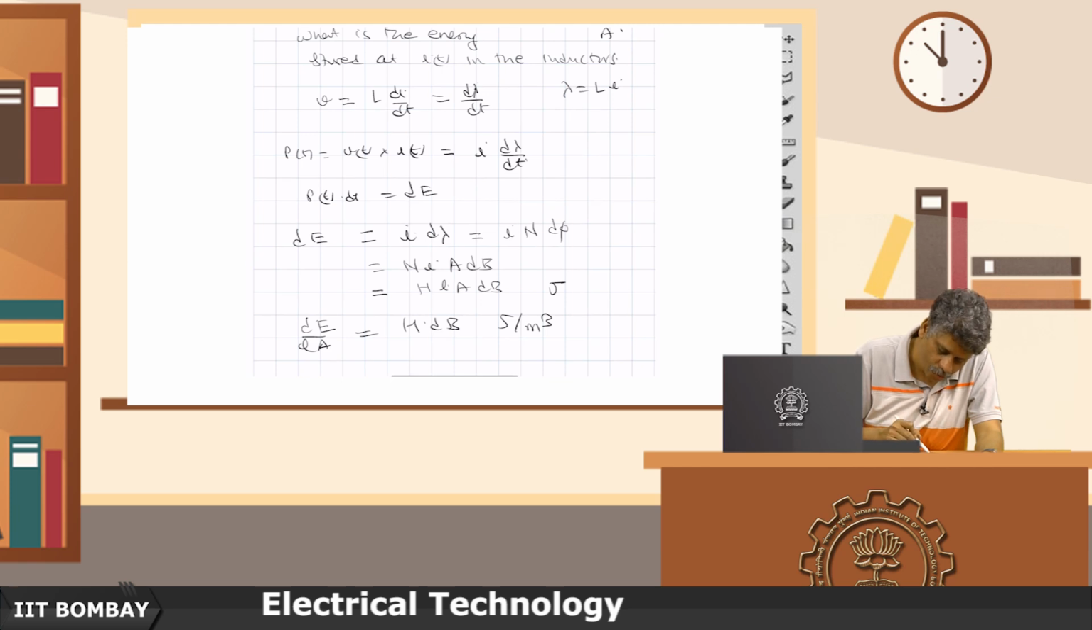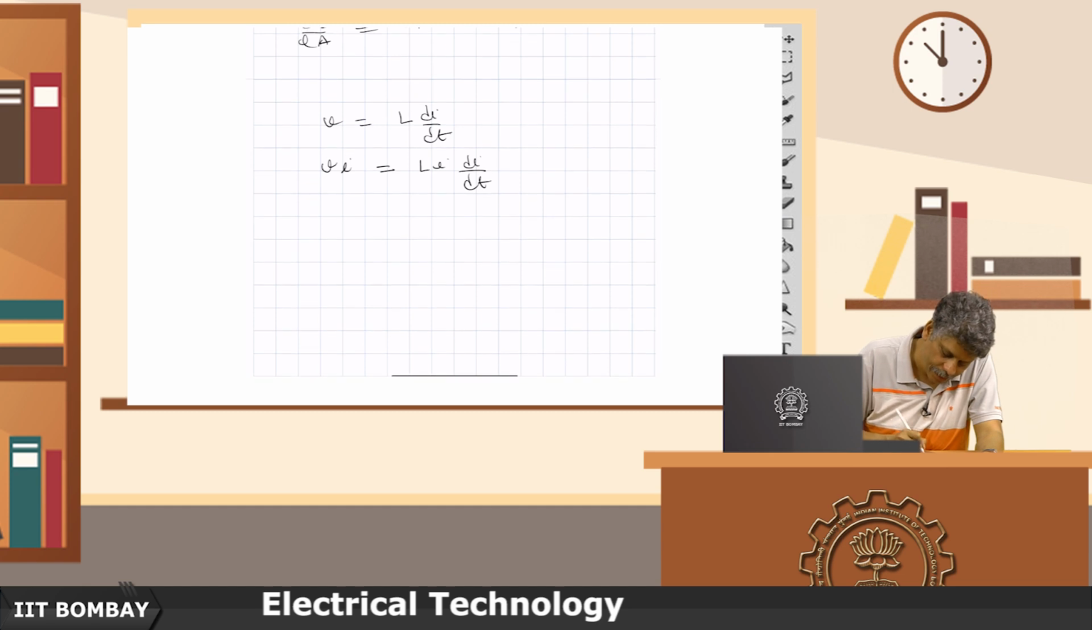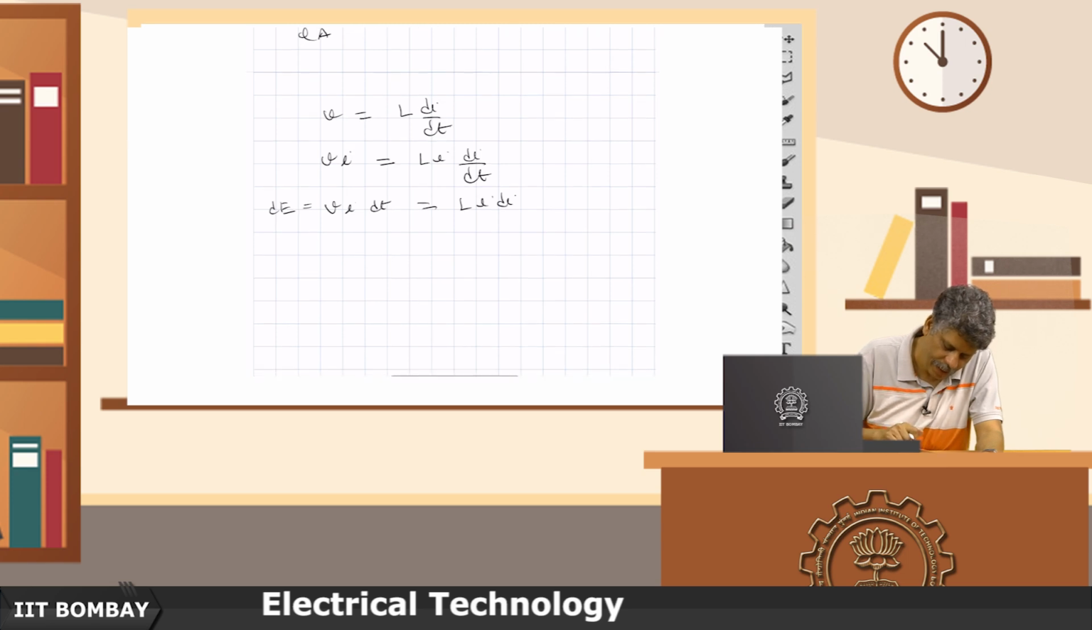Let me come back to this equation. This is a more convenient form for manipulating the circuits. So, V is equal to L di by dt. V times i, the instantaneous power, is L i di by dt. V i dt is the instantaneous energy which is pumped in, and is therefore equal to L i di.